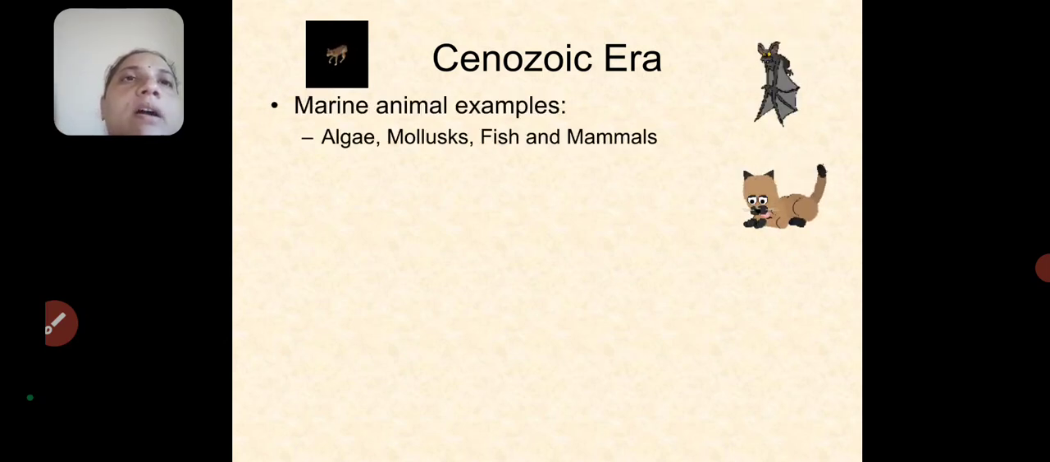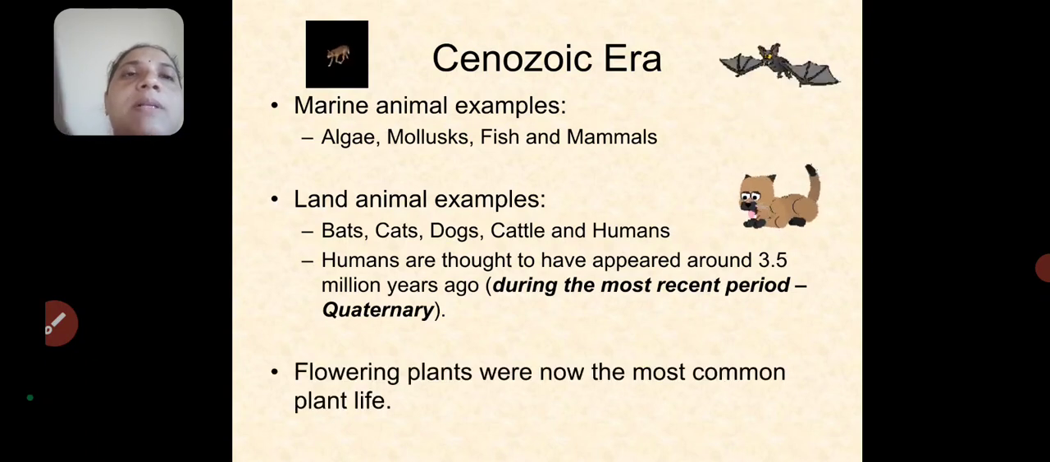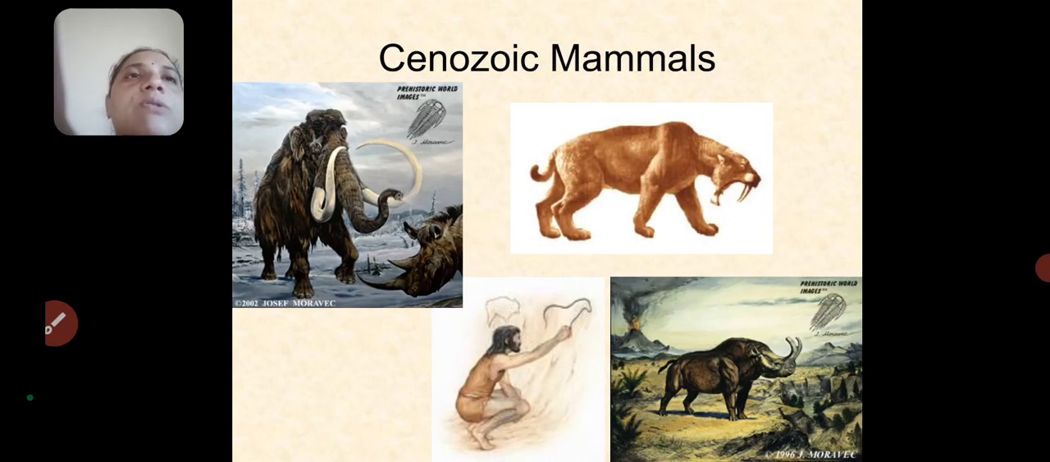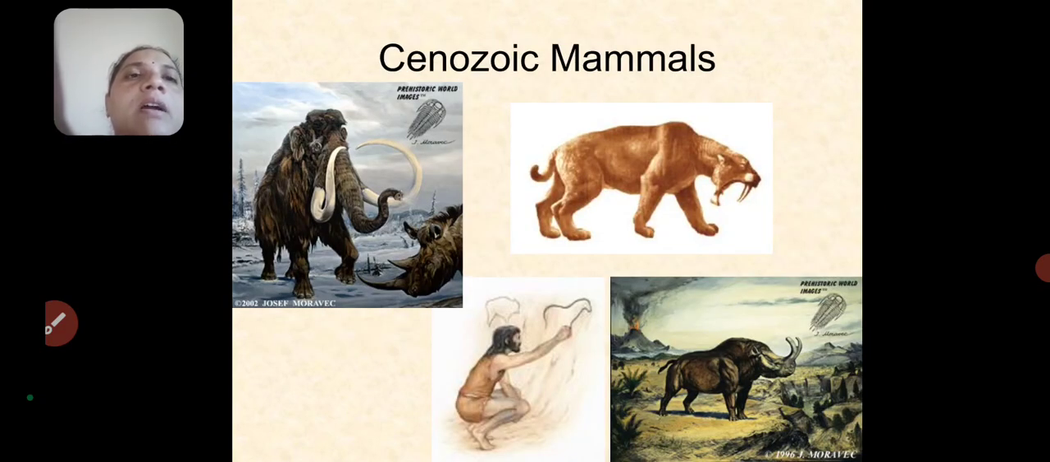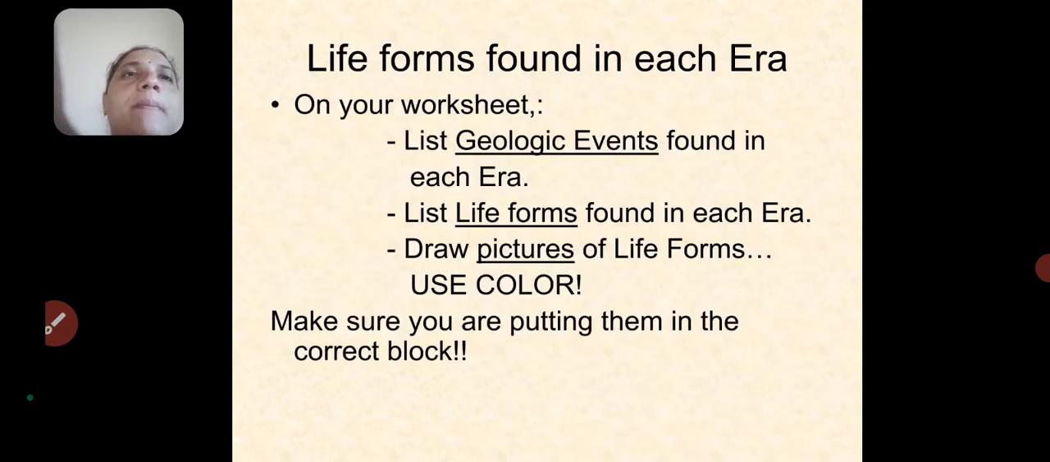In the Cenozoic era, marine animals formed: algae, mollusks, fish, and mammals. Land animals like bats, cats, dogs, cattle, and human beings were abundantly formed. Humans are thought to have appeared around 3.5 million years ago. Flowering plants were now the most common plant life. In the Cenozoic mammals, man learned everything. Flowering plants were common during the Cenozoic era.